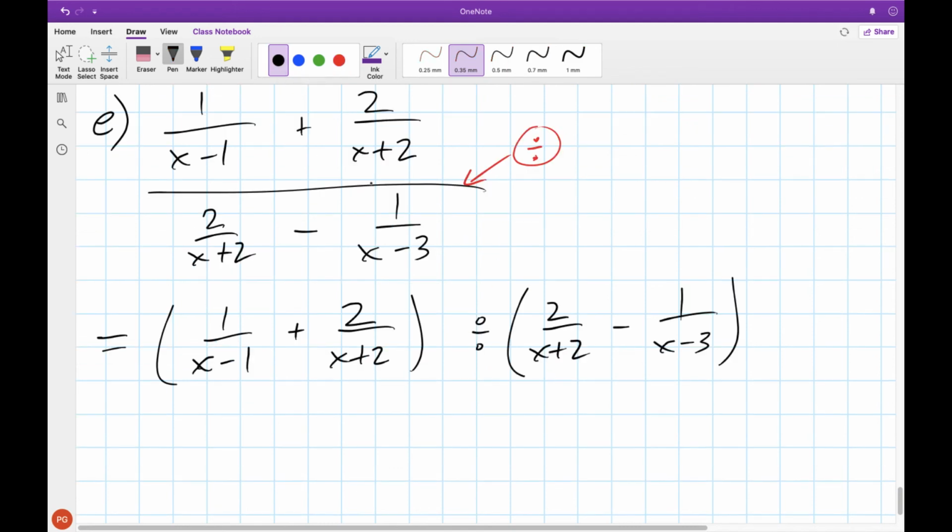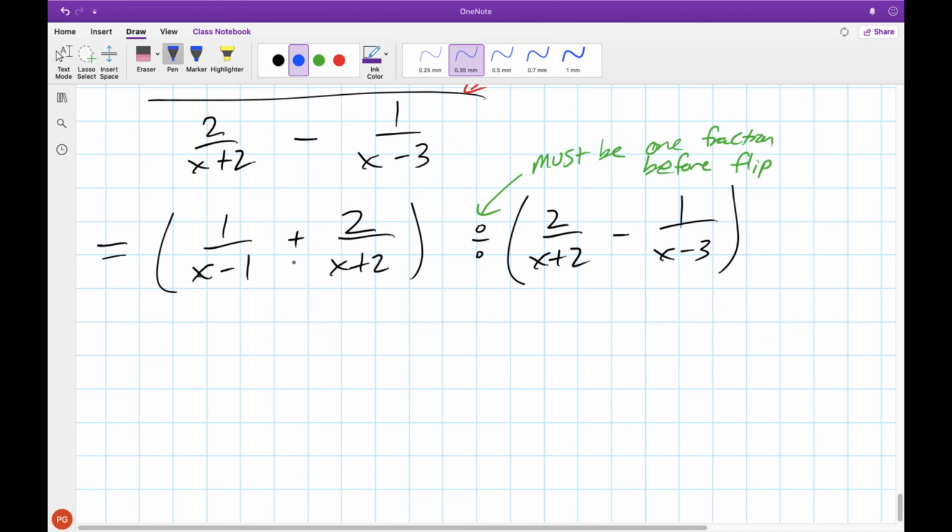Keep in mind with complex fractions, we have to simplify the top and the bottom first before we divide. Now you might be tempted to say, oh, we've got division here, so I can just flip these two fractions individually. But that's not how it works. We have to get this as a single fraction before we flip it. If we flip each one individually, it's not going to be the same. We have to make this into one fraction before we do the flip.